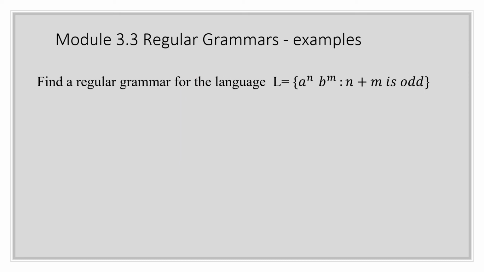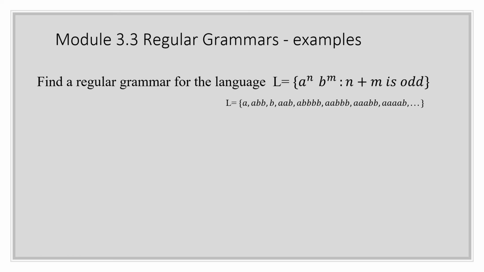Now we're going to try to make a regular grammar from a defined language. So the first step in doing that is to understand the language, try to come up with some strings that are in that language, then we'll create an acceptor like an NFA for that language, and then we'll convert our NFA into a regular grammar. All right, so let's get started.